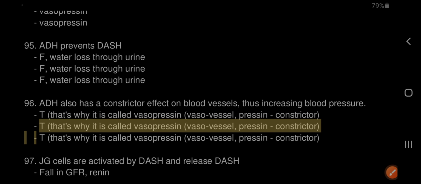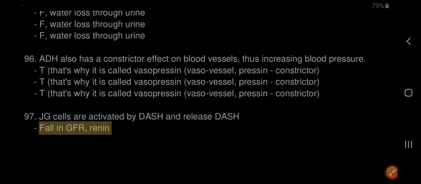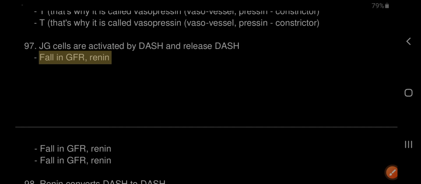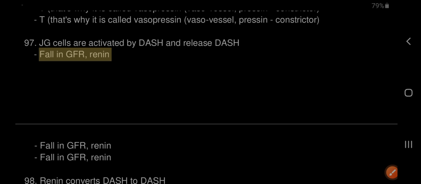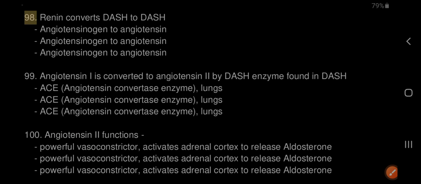97. JG cells are activated by dash and release dash. Fall in GFR, renin. 98. Renin converts dash to dash. Angiotensinogen to angiotensin.